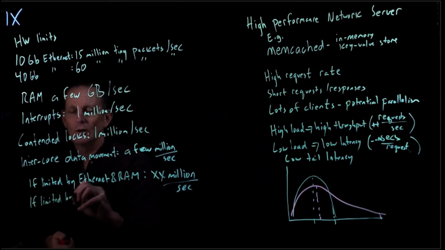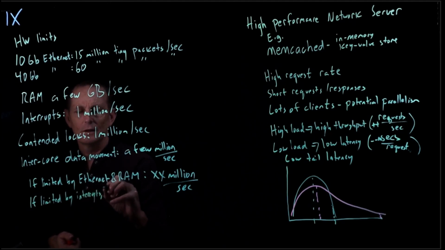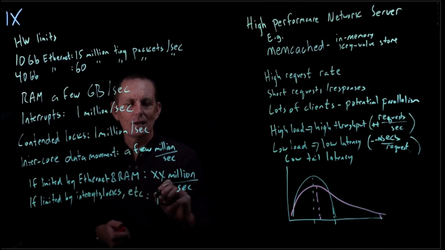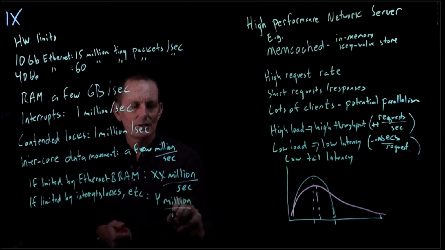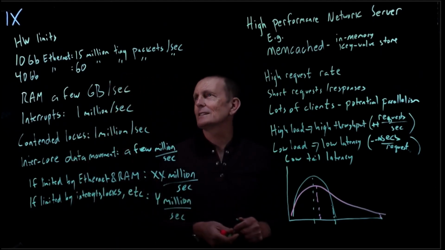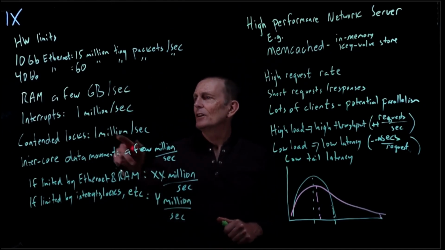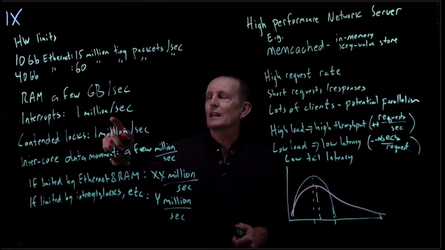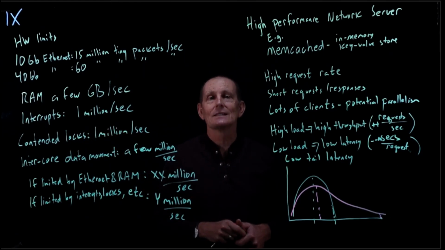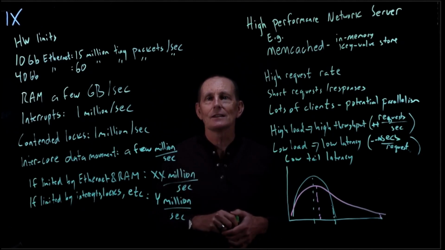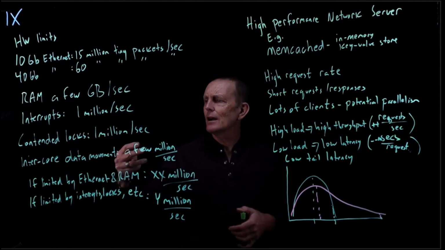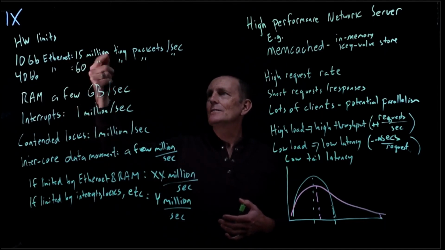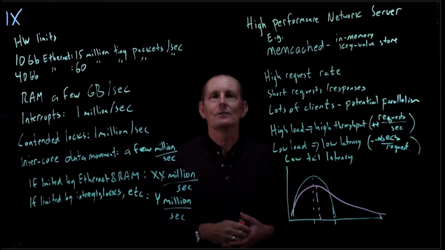If, however, we're limited by interrupts, locks, etc., then our limit is lower. We're in the single-digit millions per second, maybe only 1 million per second. Let's think about this a second. If we only get 1 million interrupts per second, does that mean we're limited to 1 million packets per second? No, because we can handle multiple packets per interrupt. An interrupt may tell us about multiple packets that have come in. But still, interrupts, contended locks, and intercore data movement all are really going to hinder the underlying hardware capacity, which can be 15 to 60 million packets per second, depending on the exact Ethernet we're using.